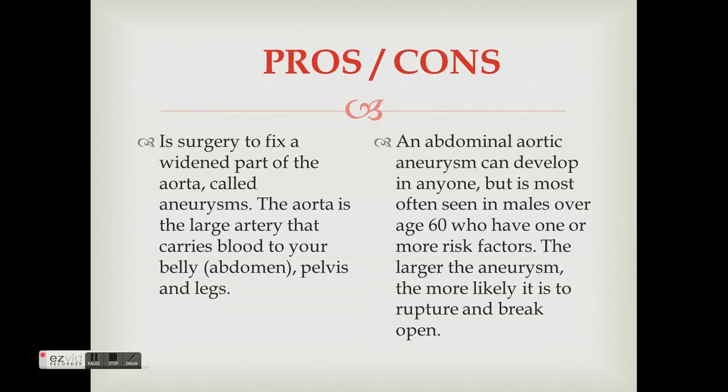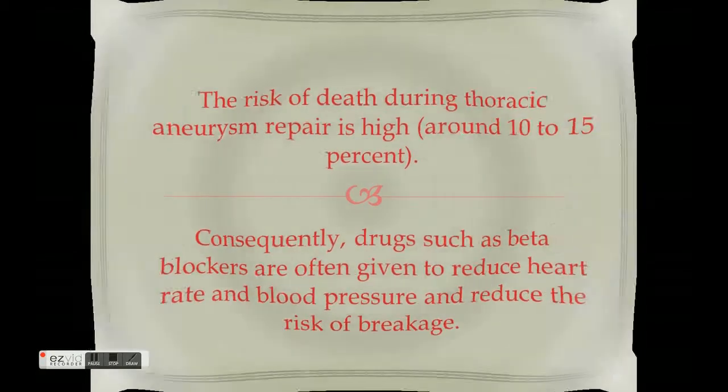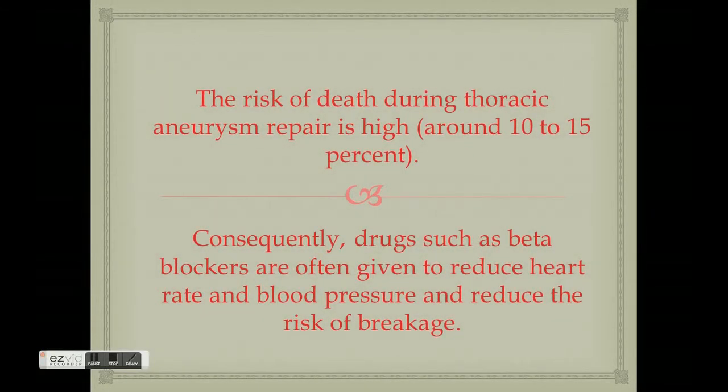An abdominal aortic aneurysm can develop in anyone, but is most often seen in males over age 65 who have one or more risk factors. The larger the aneurysm, the more likely it is to rupture and break open. The risk of death during thoracic aneurysm repair is high, around 10 to 15%. Consequently, drugs such as beta blockers are often given to reduce heart rate and blood pressure and reduce the risk of the break.